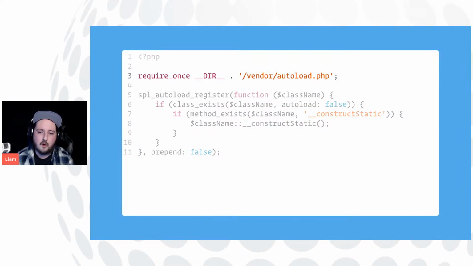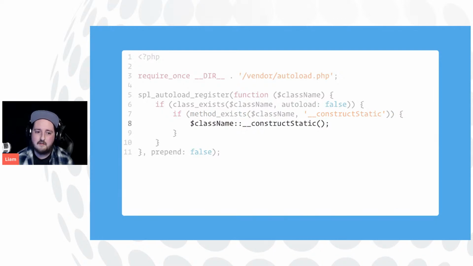So here we're going to require Composer's own autoloader and then define our own custom one after it that will run after Composer's done. So since Composer should have already loaded the file at this point, we can just check if the class exists, making sure we don't trigger autoloading ourselves by setting the autoload parameter to false, because we don't want to get into a recursive loop where we just try and call the autoloader again to check if the class exists. And if we know that the class actually exists, then we can just check if the class has a constructStatic method. And if it does, we can just call it.